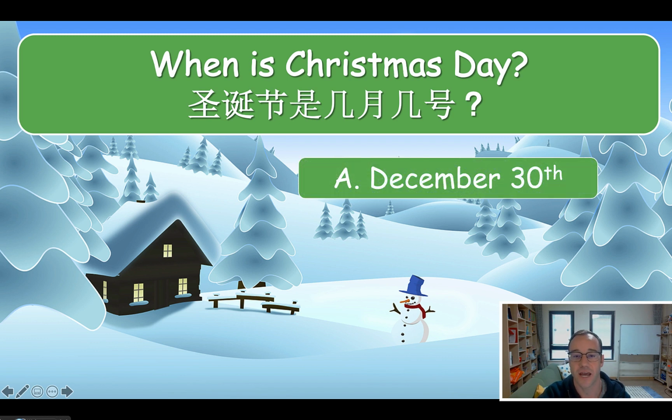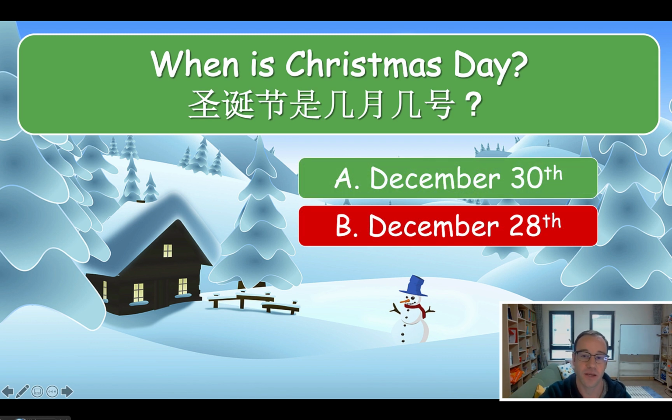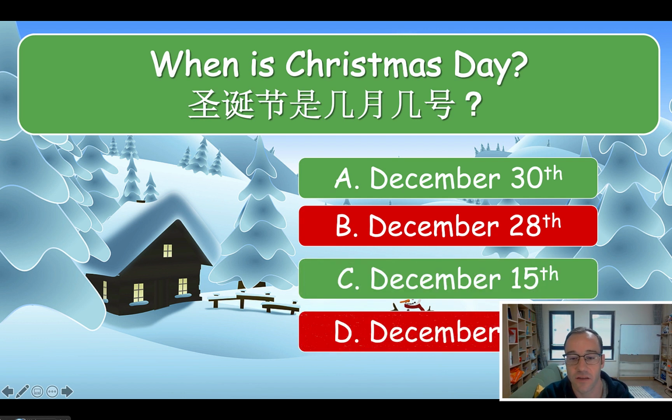So when is Christmas Day? A, December 30th, B, December 28th, C, December 15th, or D, December 25th. I don't think they're going to know this. Grade 3 might know. I think my grade 2s know. But it really depends on their school.